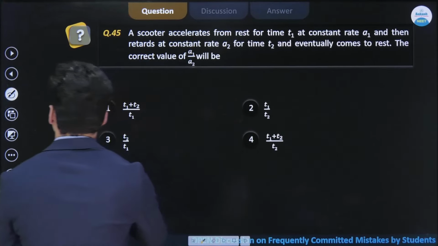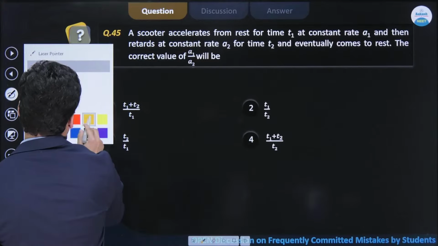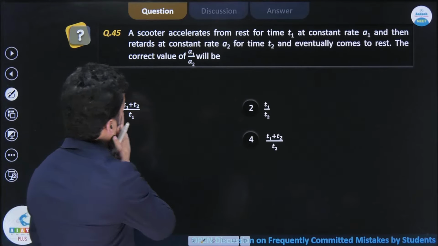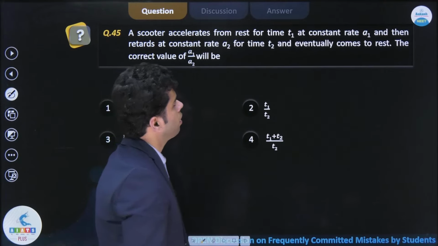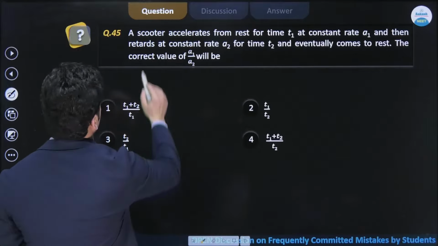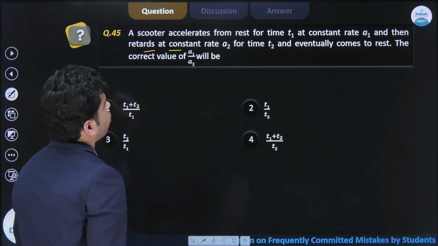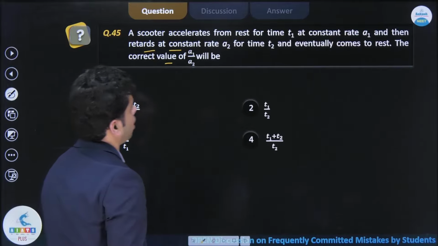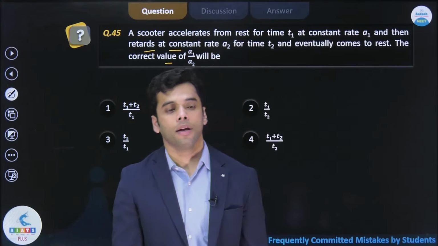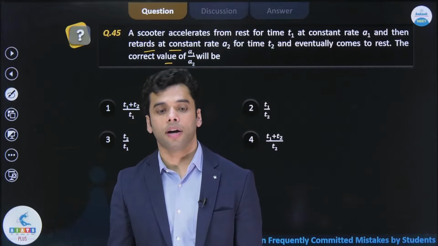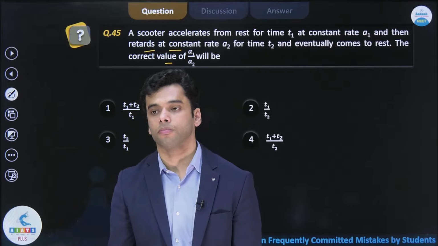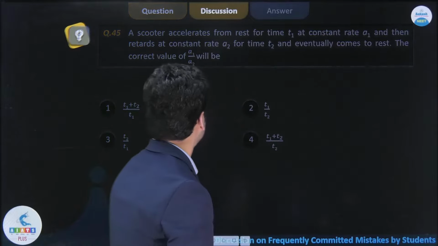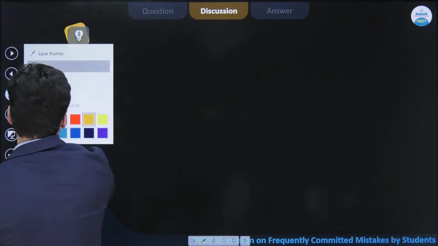वी हैव क्वेश्चन 45. A scooter accelerates from rest for time t1 at constant rate a1, then retards at constant rate a2 for time t2 and eventually comes to rest. The correct value of a1 by a2 will be. आपको a1 by a2 की करेक्ट वैल्यू निकालनी है बेटा. ठीक है, निकालते हैं a1 by a2 की वैल्यू.